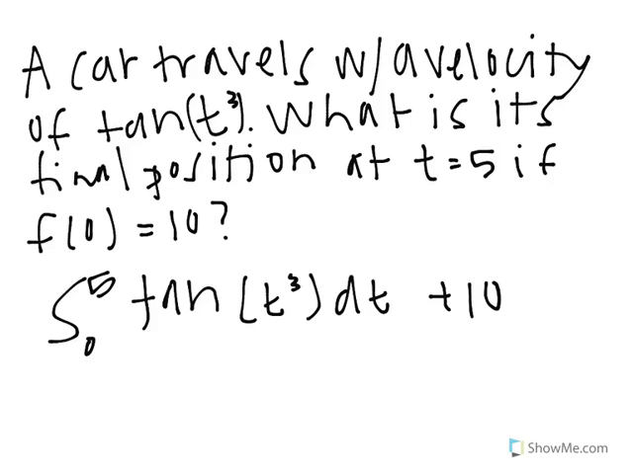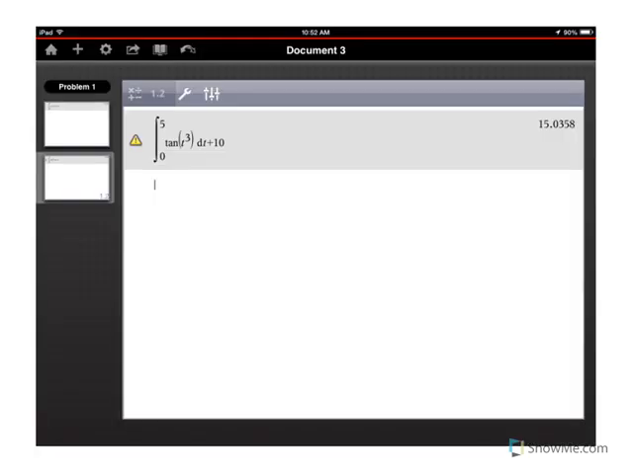Once you have this written out, you can go ahead and plug it into your calculator and get the final equation. Here we have the equation we solved on our calculator, the integral from the initial point to the final point of the velocity, or f prime, plus the initial value. This will give you your final position, which is 15.0358.